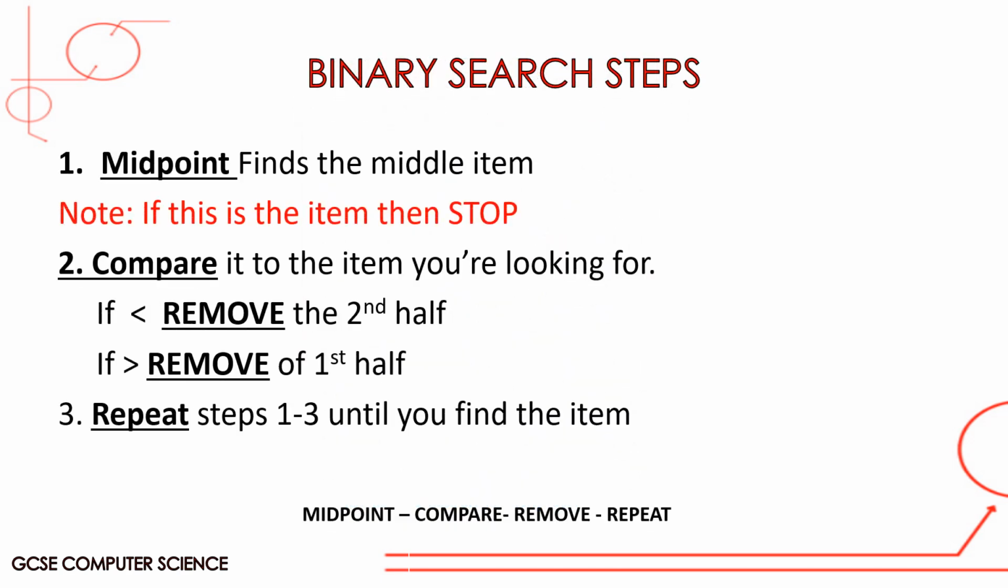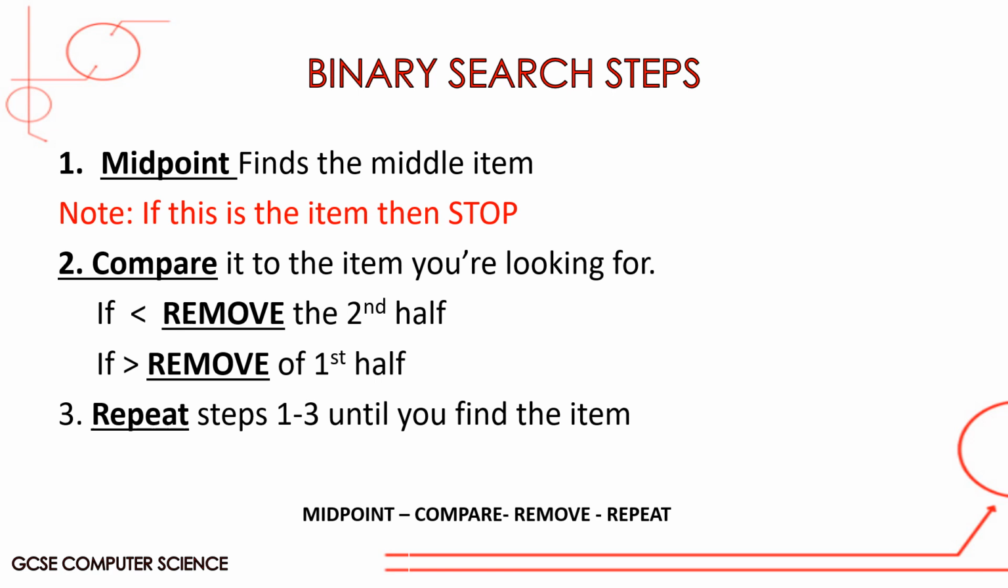A binary search is slightly different. This time the list does need to be in order, and you follow these particular steps. So firstly, you find the middle item, midpoint. So the midpoint is the middle item, that's the first step. Now you need to note that if that is the actual item you're looking for, then you don't go any further, you've found the item.